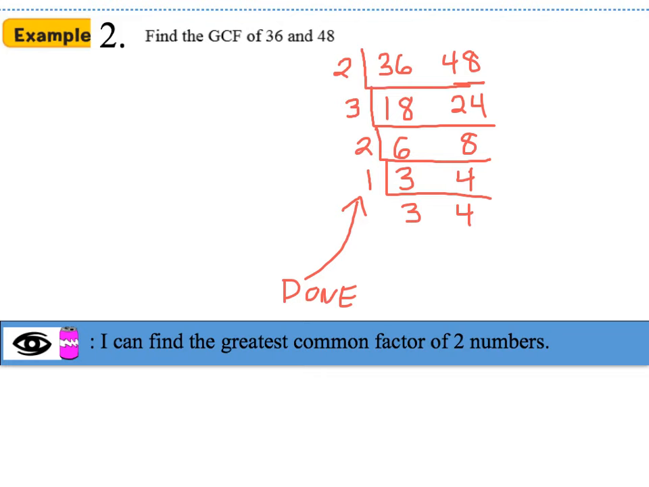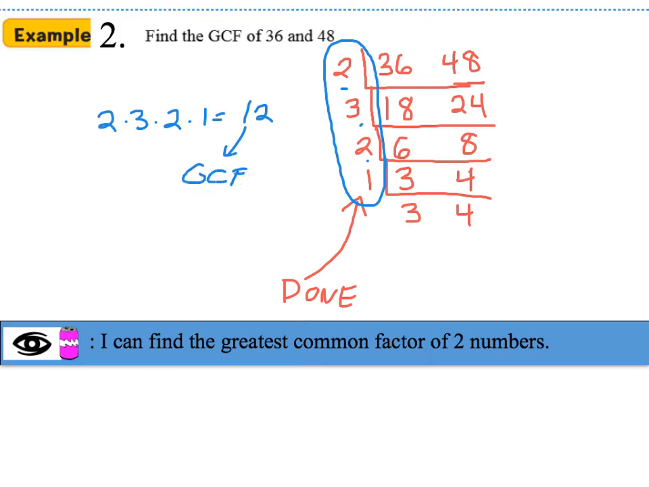Once we've done that, we're going to have to figure out the GCF by multiplying all the numbers on the left-hand side. So let's take all the numbers and multiply them together. So I've got 2 times 3 times 2 times 1. If I multiply all those numbers together, I'll get 12. So 12 is the GCF, or the greatest common factor, of 36 and 48.